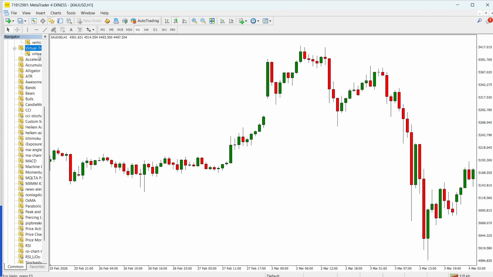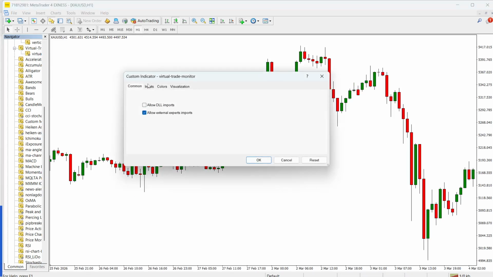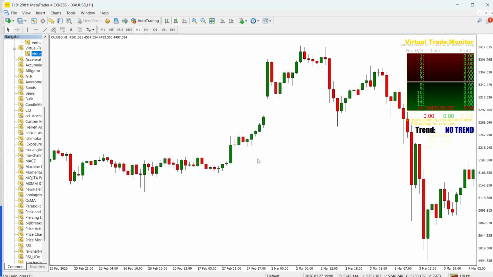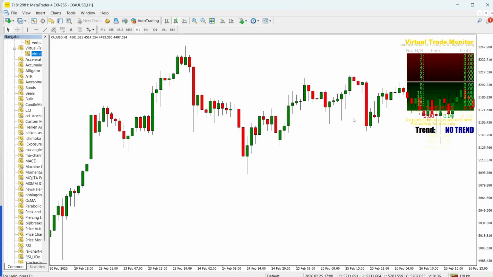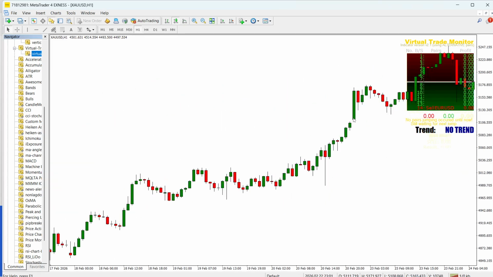At this point, I'm going to load the indicator on the charts so you can see how it looks in real time. I'm about to allow DLL imports, and there we have it. As you can see, once attached, the virtual trade monitor adds an on-chart interface where you can open virtual buy and sell positions at live market prices using buttons or commands.